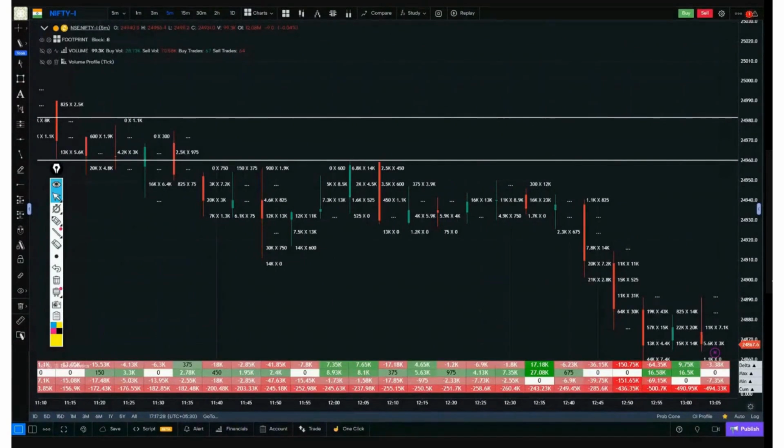Hello and welcome, everyone. As always, I welcome you all to the aftermarket analysis session. This is the aftermarket analysis session for the Indian markets Nifty and Bank Nifty, where we look at where the buyers and sellers were after the market has closed, where absorption happened, where exhaustion took place, and we try to read the footprint properly.